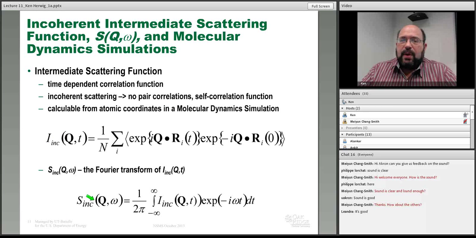Its Fourier transform is just the dynamic structure factor, S of q and omega, which is simply related via a phase space factor to the double differential scattering that you measure in the neutron scattering measurement. So the direction is relatively straightforward and simple, and all you need are the atomic trajectories.